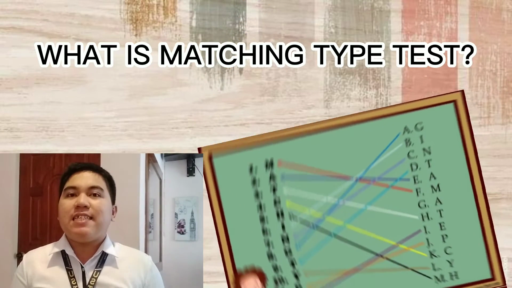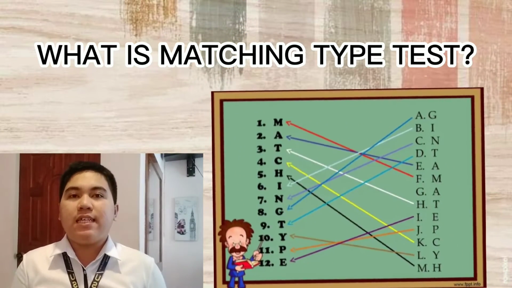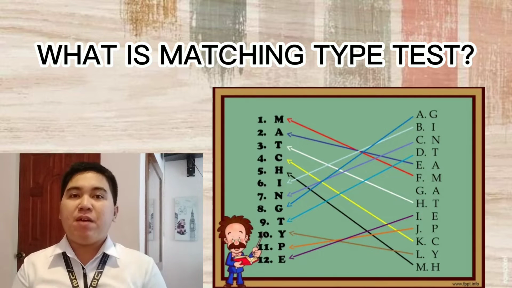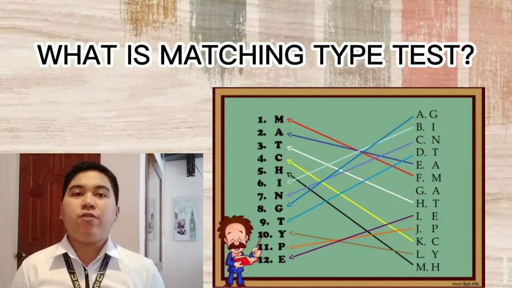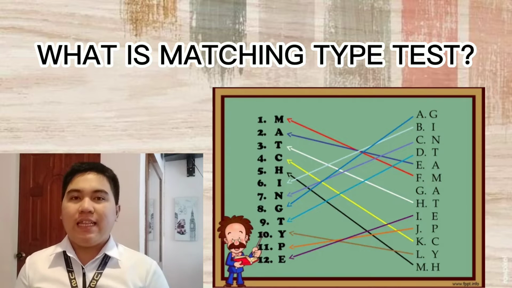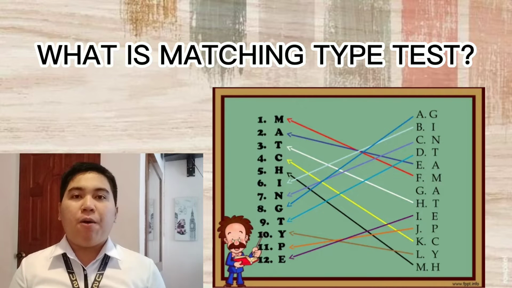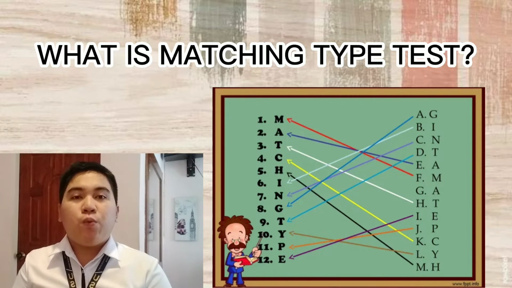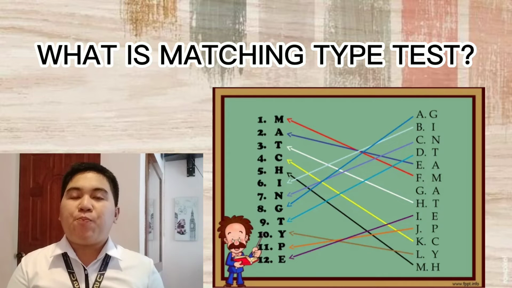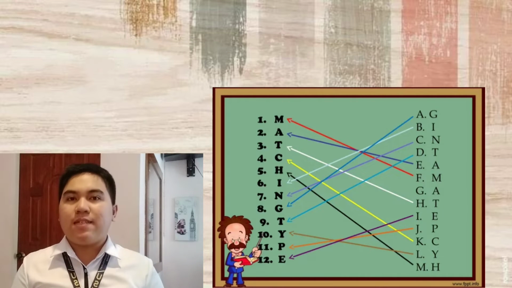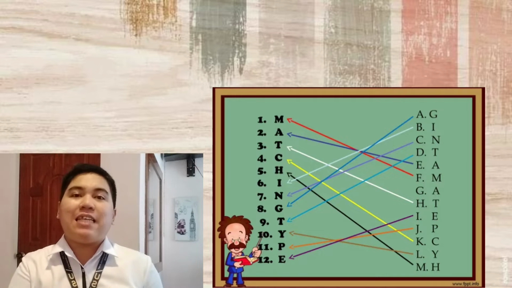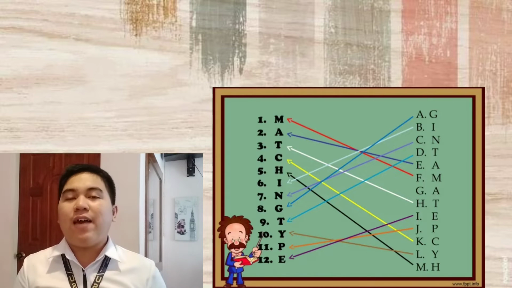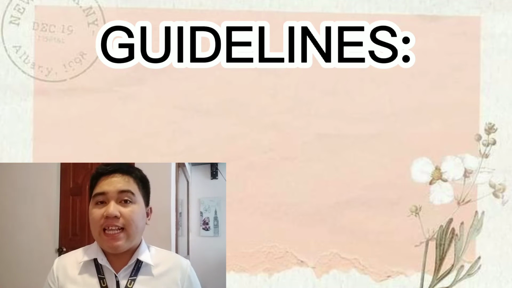A matching type test is designed to measure students' ability to single out pairs of matching phrases, words, or other related facts from separate lists. It is basically an efficient arrangement of a set of multiple choice items with stems that are called premises. When we say premises, they share the same set of possible alternative answers. Here are the guidelines in constructing a matching type test.